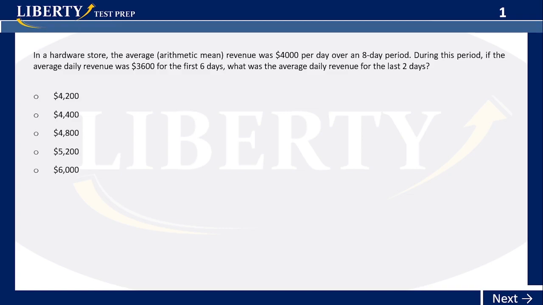Okay, so this one says in a hardware store, the mean revenue was 4,000 per day over an 8-day period. During this period, if the average daily revenue was 3,600 for the first 6 days, what was the average daily revenue for the last 2 days? So for the 8 days, you get the mean of 4,000.